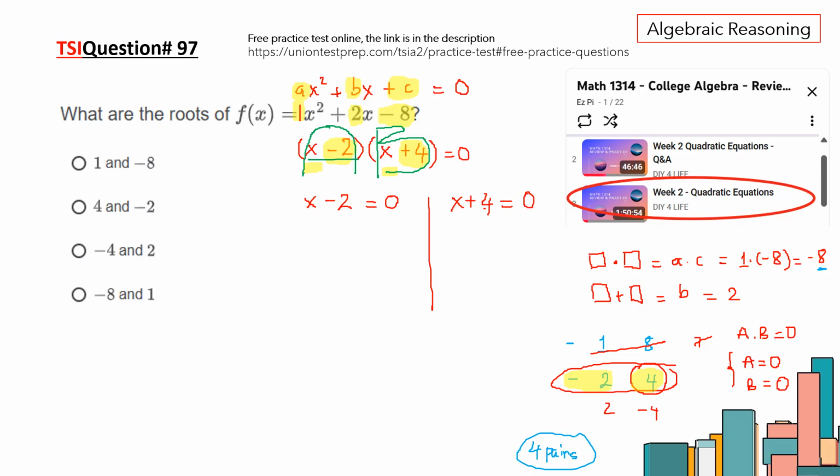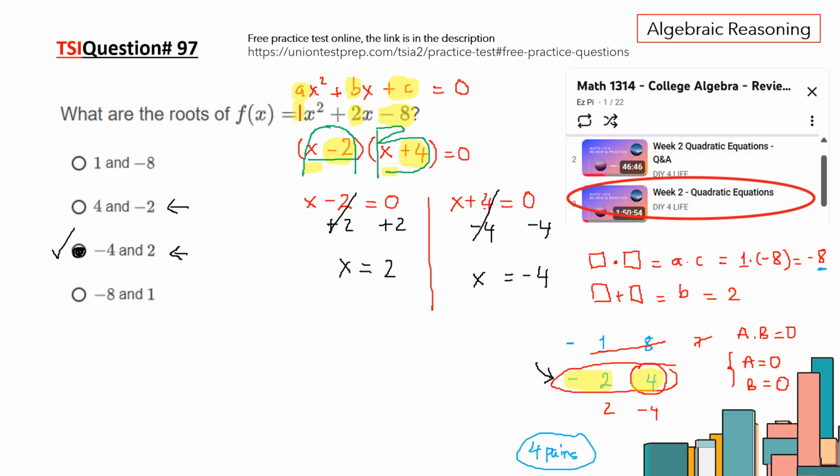Now we solve for it. We add 2 to both sides, and now we have x equals 2. We subtract 4 from both sides, and we have x equals negative 4. You see that it's tricky, because they have 4 and negative 2, and then they have negative 4 and 2. If you don't understand what's going on, when you find negative 2 and 4, you automatically pick it. It's not the right answer. The right answer is 2 and negative 4. So this one is the correct answer.